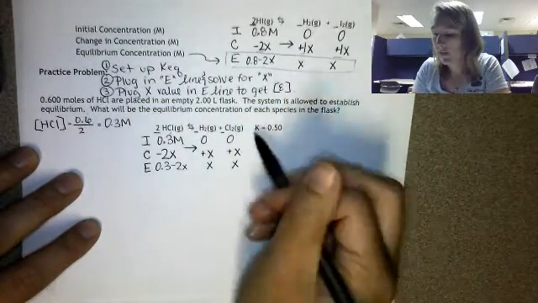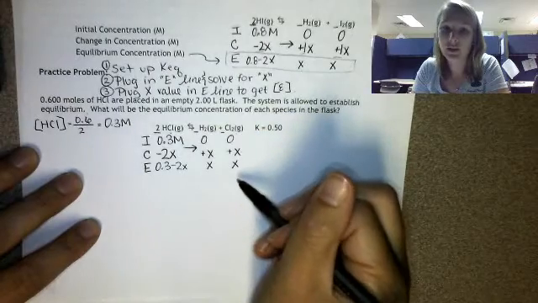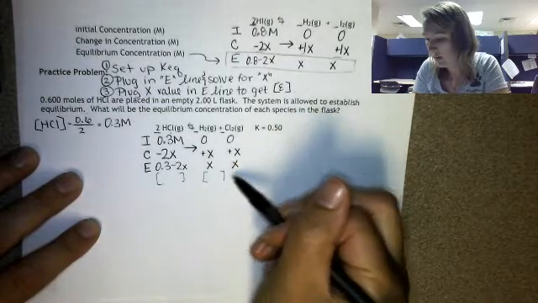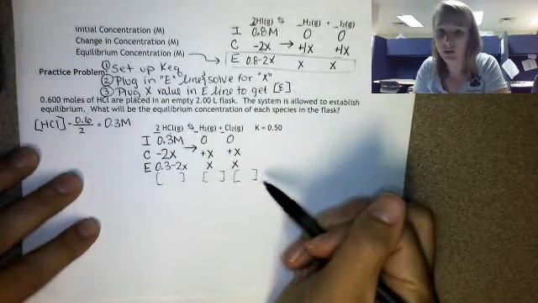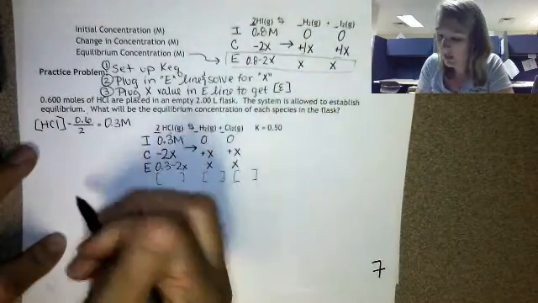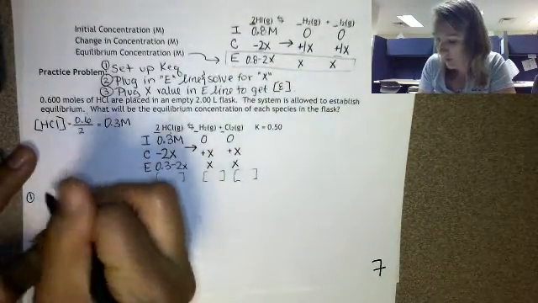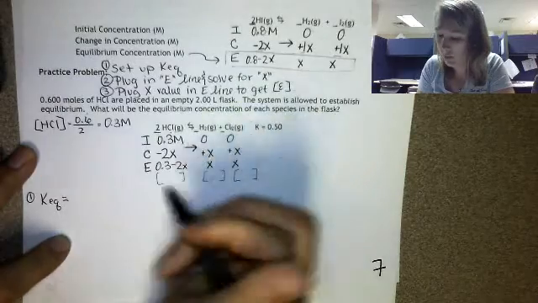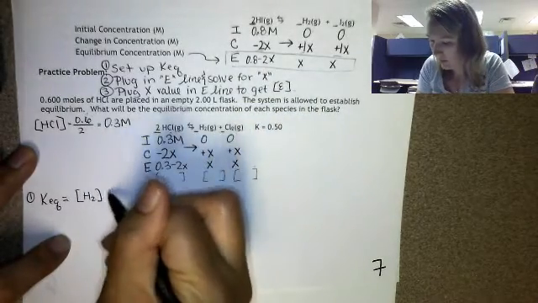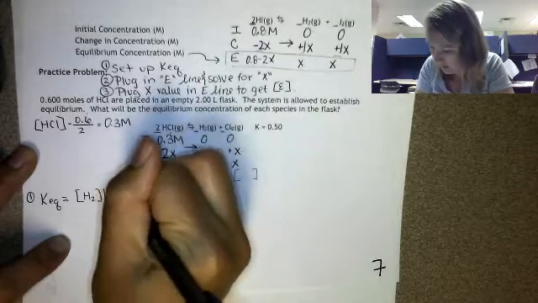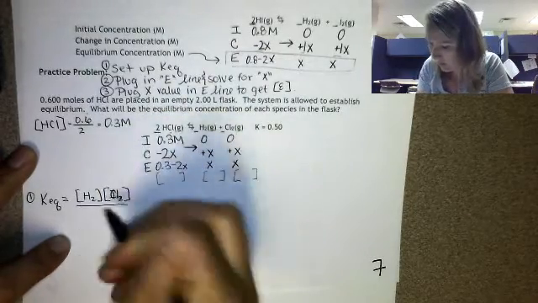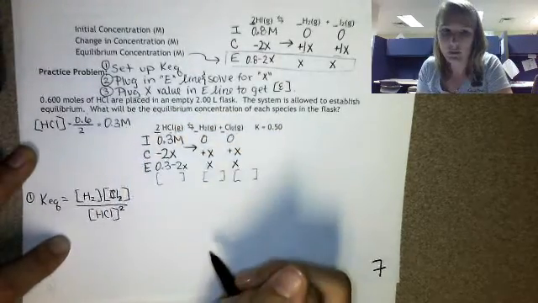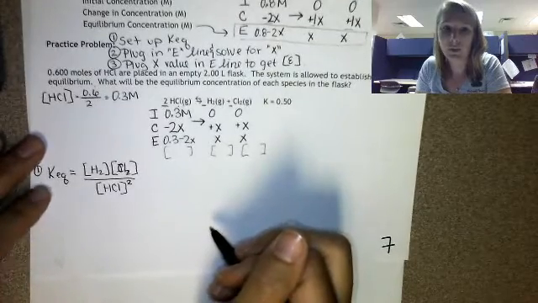Okay. So now I've set up my ICE chart. Now I can start solving for x, so I can figure out what these numbers are supposed to be, because that's what I'm looking for. So I'll write my KEQ expression. So part 1, write my KEQ. KEQ is equal to products over reactants raised to their coefficients. Cl2 over HCl. Remember, it's 2HCl, so it's HCl squared. Okay. So that's my equilibrium expression.